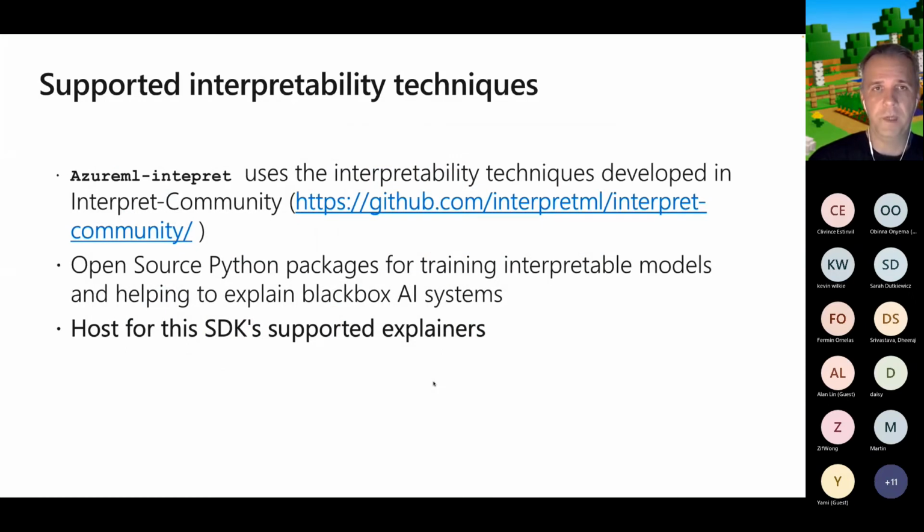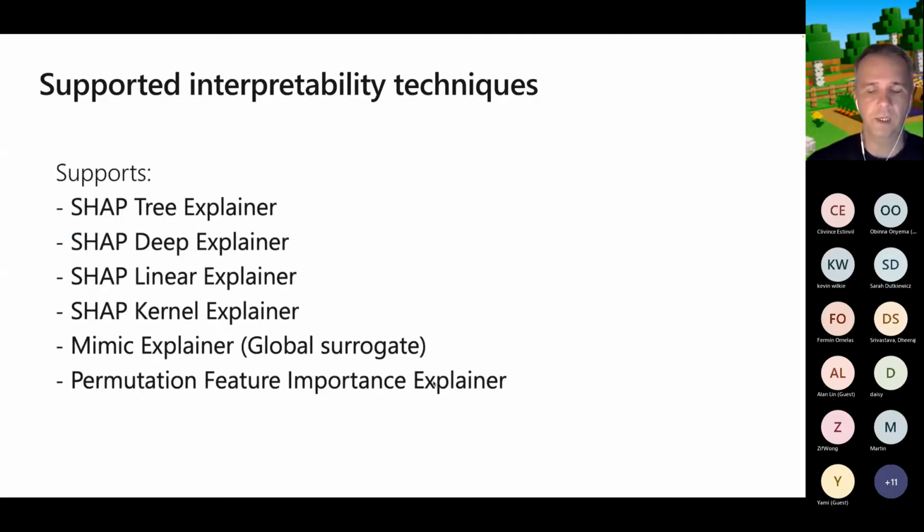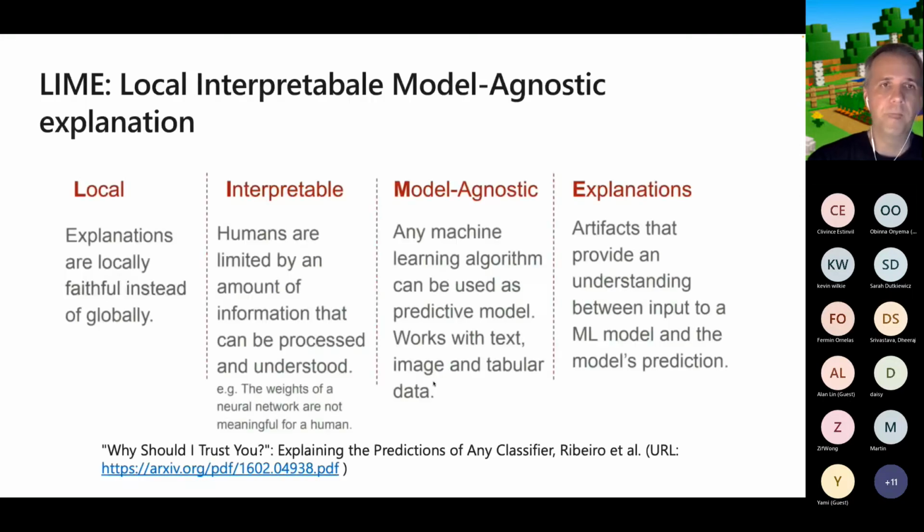And there is also Azure ML Interpret available within the SDK, to give you this black box understanding. As I said, supported techniques: we have probably the most famous one, which is LIME. The second one is SHAP. There is an original article available, and there's the link. LIME stands for Local Interpretable Model-Agnostic Explanations.